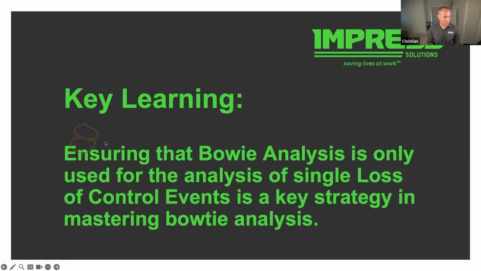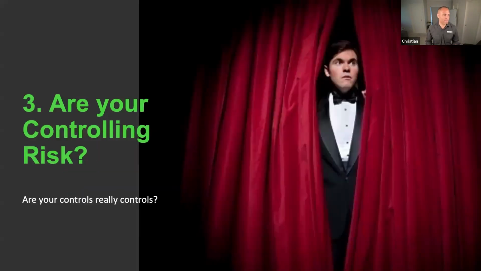Maybe Tom, if you can work out how to rub that out, but I'll move forward anyway. So we get the gist: making sure bow ties are for loss of control events and not multi-hazard things. Thanks, Tom. That is the key strategy.